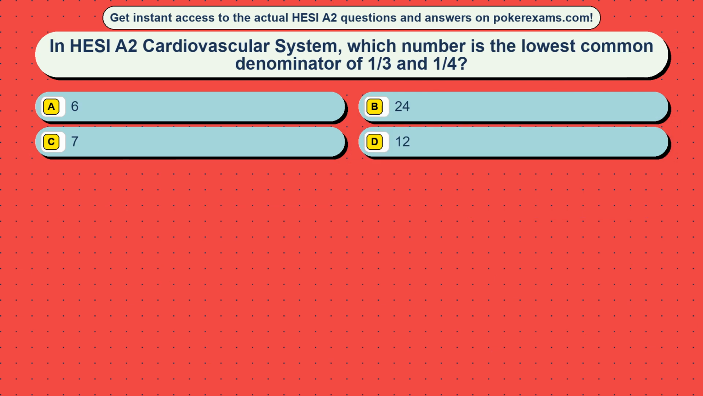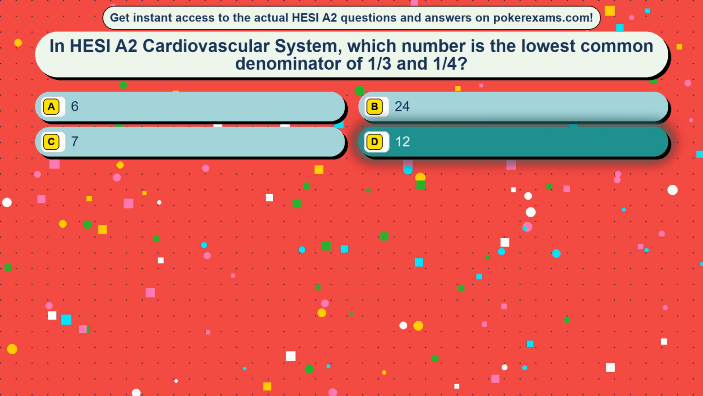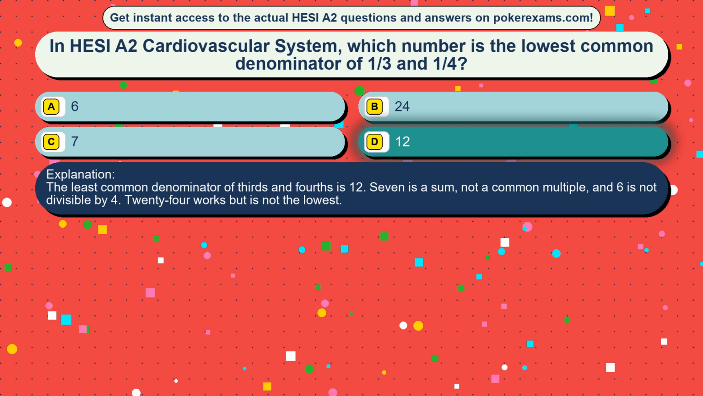Question 43. In HESI A2 cardiovascular system, which number is the lowest common denominator of 1/3 and 1/4? Option A, 6, option B, 24, option C, 7, option D, 12. The correct answer is option D, 12. The least common denominator of thirds and fourths is 12. 7 is a sum, not a common multiple, and 6 is not divisible by 4. 24 works but is not the lowest.